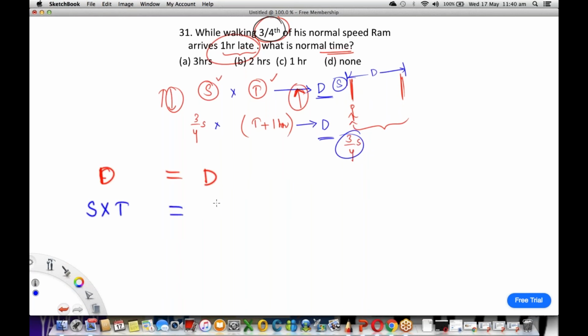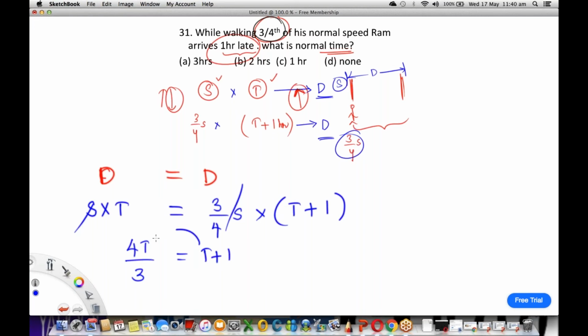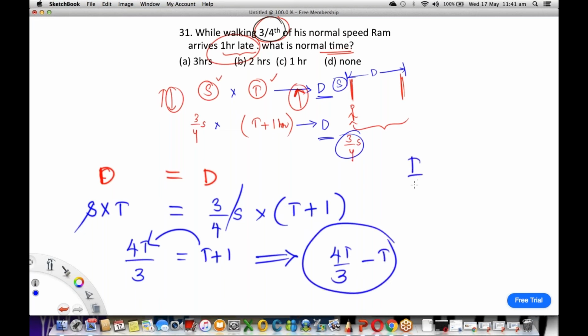And in the second case, s becomes 3/4 of s because he mentioned that, and the t value becomes t plus 1 hour. Simplify this further: s and s cancel, so we can write 4t divided by 3 should be equal to t plus 1. Bring this to this side: 4t by 3 minus t is nothing but t by 3. So t by 3 should be equal to 1.